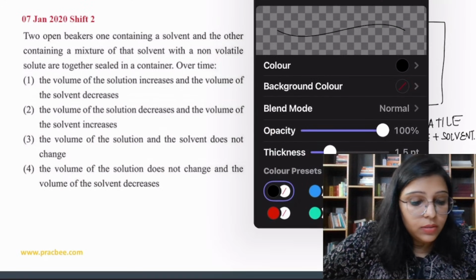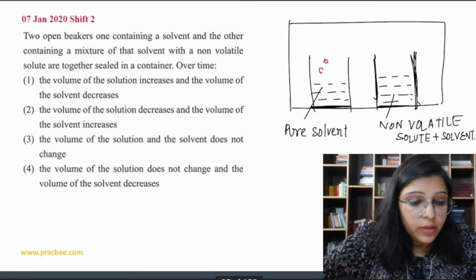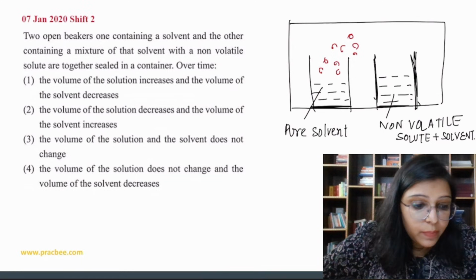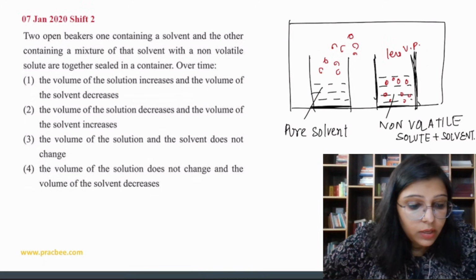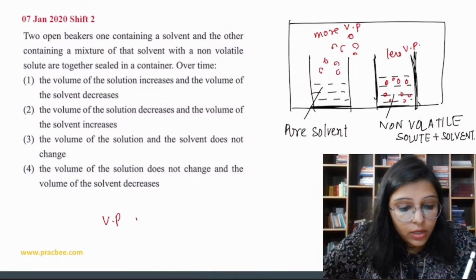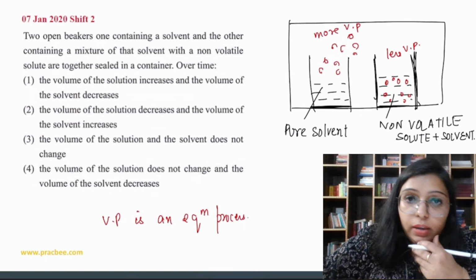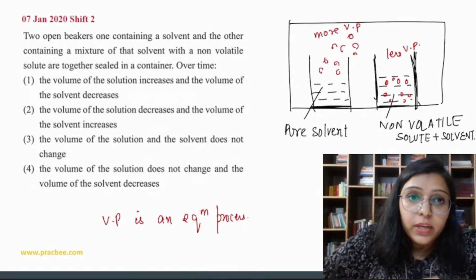So what happens? If we have the pure solvent, then it is converted to vapors, right? But here we have some non-volatile solute which is also on the surface. So here we have less vapor pressure. Here we have more vapor pressure, right? Vapor pressure is an equilibrium process. So what is going to happen over here?